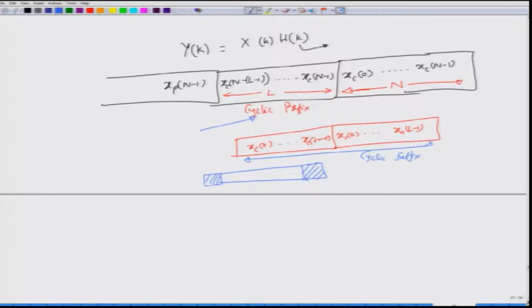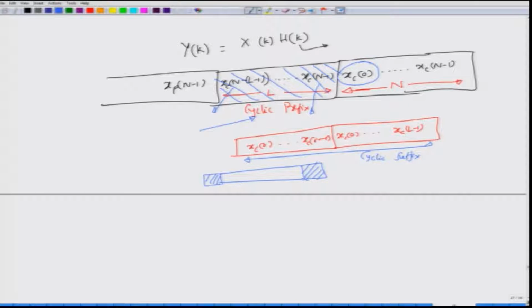The cyclic prefix has an advantage. When you receive the OFDM symbols, you know that the first L samples are going to be in error because this xc of n minus L minus 1 would have involved the previous values. So, this value is affected by the ISI, this is also affected by the ISI. So, these are all affected by the ISI because of the previous symbol values, and if you ignore these values, the first ISI-free sample is going to be the xc of 0 sample, because xc of 0 would involve only the present symbol, and then this would be coming out as the circular convolution.